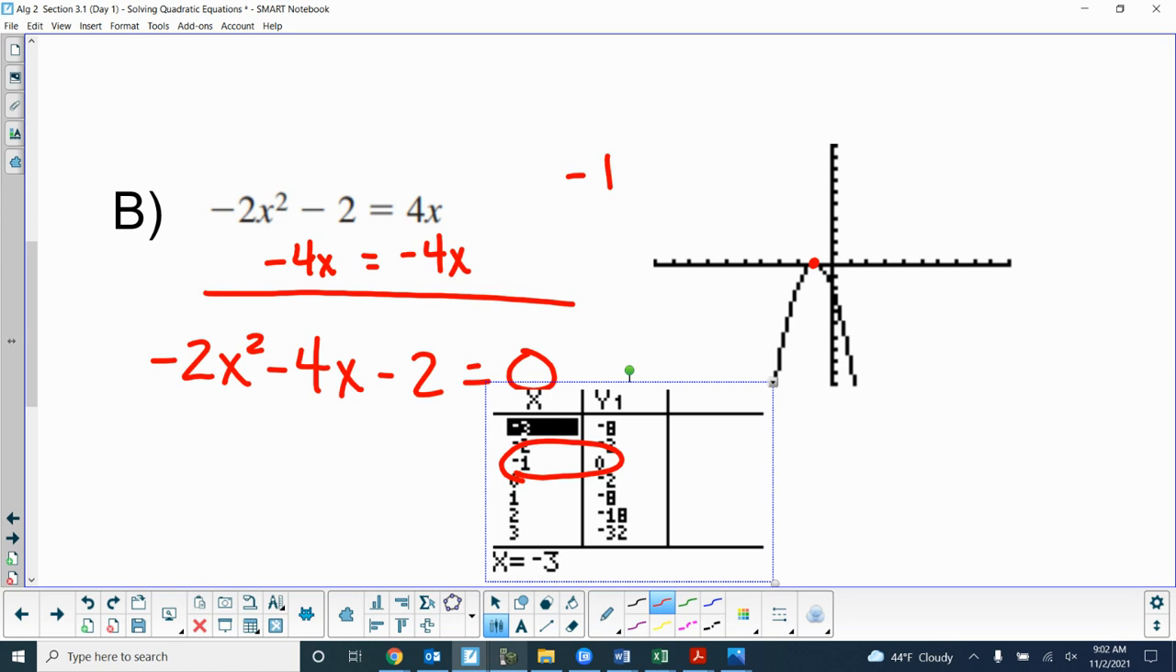Sometimes your parabola will be up here like this, or down here like this. How many answers we got there? None. There'll be non-real answers, and we'll talk about that here in a few minutes. Okay? So, questions on graphing using your graphing calculator? That's pretty easy, right? Look for where it crosses the x-axis. Go to your table if you're not sure. Okay? And we'll see how that goes.